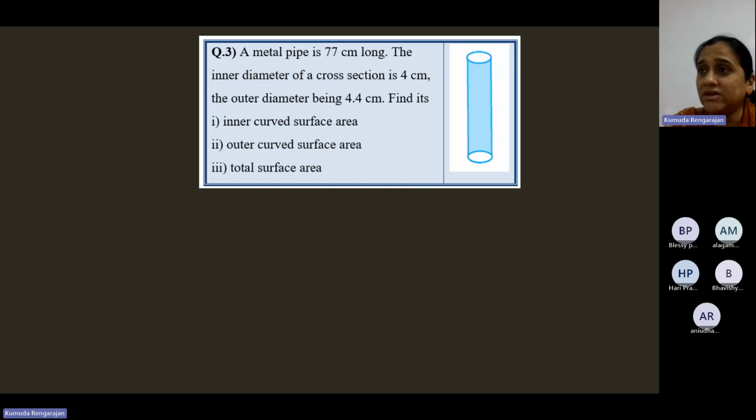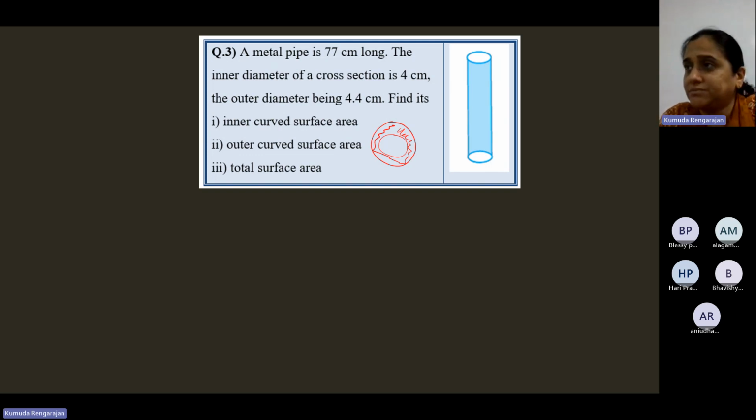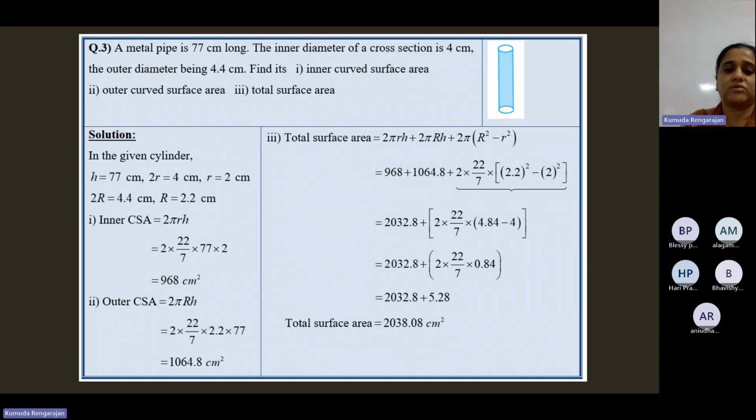And to find the total surface area, you should also find the areas of the circular rings on the top and bottom. Pi R square minus r square. On the top of the hollow cylinder, you will find something like this, this space. Bottom also, you will find that space. So that area is pi R square minus r square. So this is how you calculate.